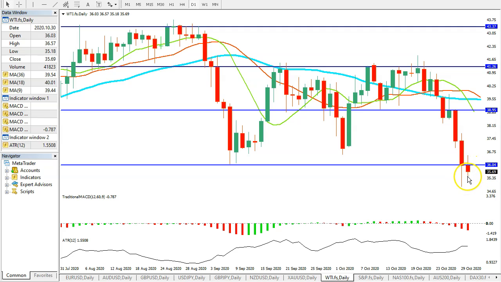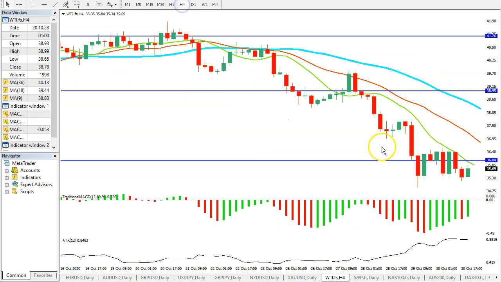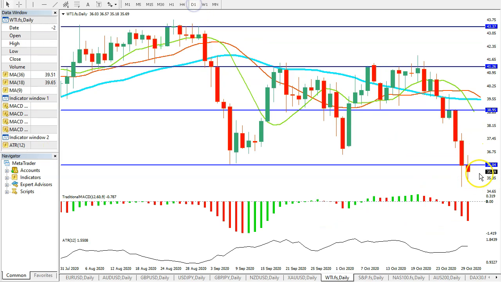So if we get a signal either on the daily chart, or also we'll be looking at the 4-hour chart, if we get a nice pin bar or something, we will take that signal for going long. And we can have a profit exit below the next resistance level. So we'll be monitoring this chart tomorrow to see how it will behave.